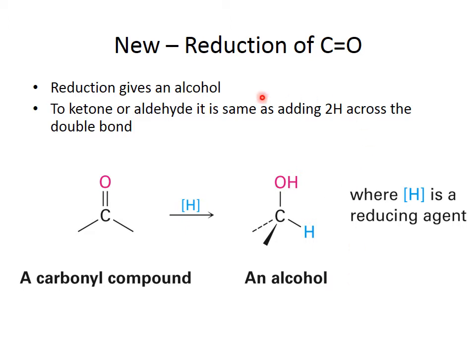The new reactions that we're going to be looking at are oxidation and reduction. The first one that we're going to look at is the reduction of a carbonyl to an alcohol group. And this symbol right here, the brackets around the H, is a symbol that means reducing agent. So we're not specifying which reducing agent, we're just saying some kind of reducing agent. We do the same thing for an oxidizing agent, where we put the capital O inside a bracket, and that means some kind of oxidizing agent.